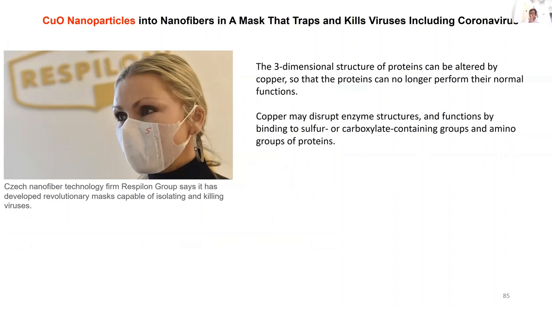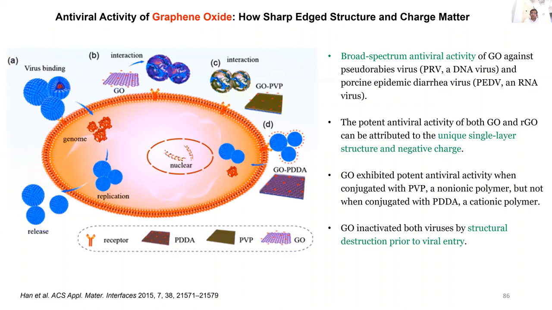So you put nanoparticles, and nanoparticles deactivate those viruses. So your mask will be more efficient. And this is not only about stopping the virus, but there are ways where you can even deactivate the virus. Here this paper shows that for nanoparticles of graphene oxide, it's not only the size, but the structure, the sharp edges and the charges on the surface. All of these also matter in their activity to stop the viruses.